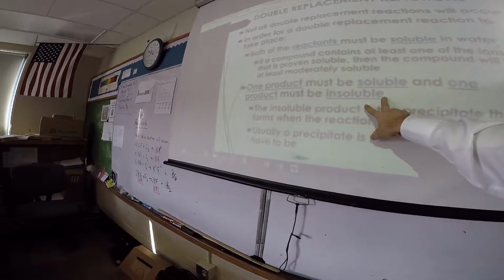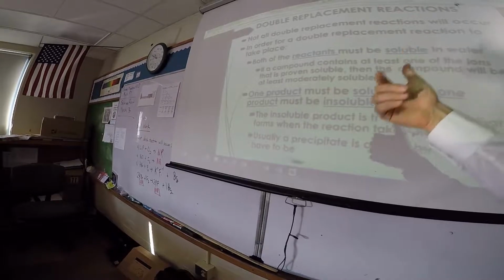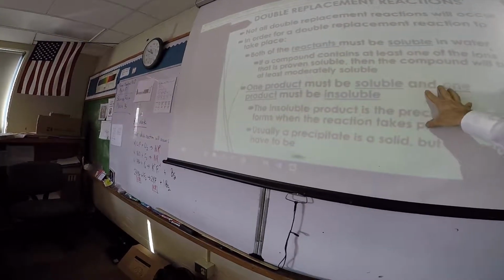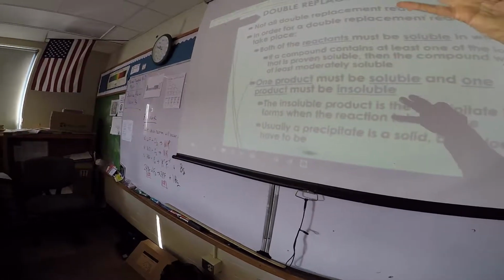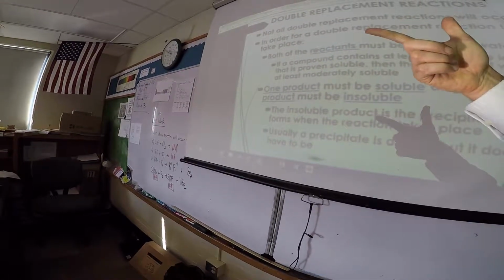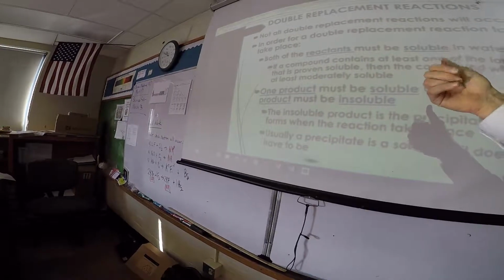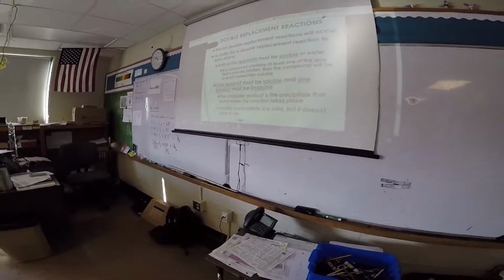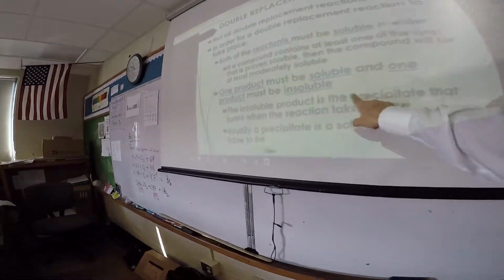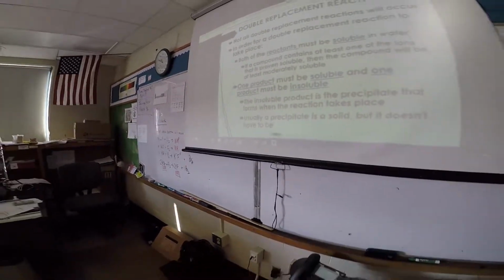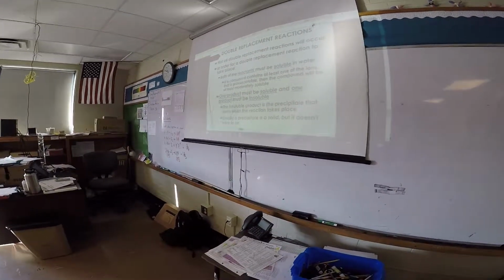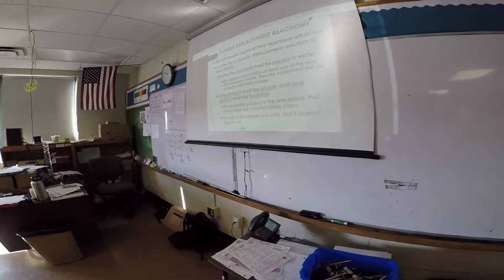The one that's insoluble is going to either be the solid, gas, or H2O, which we talked about with the double replacement reactions. There were 3 things to look for: gas, the precipitate, and the water. Alright, so the insoluble product is the precipitate. The insoluble product is the precipitate that forms when the reaction takes place. Usually a precipitate is a solid, but it doesn't have to be.